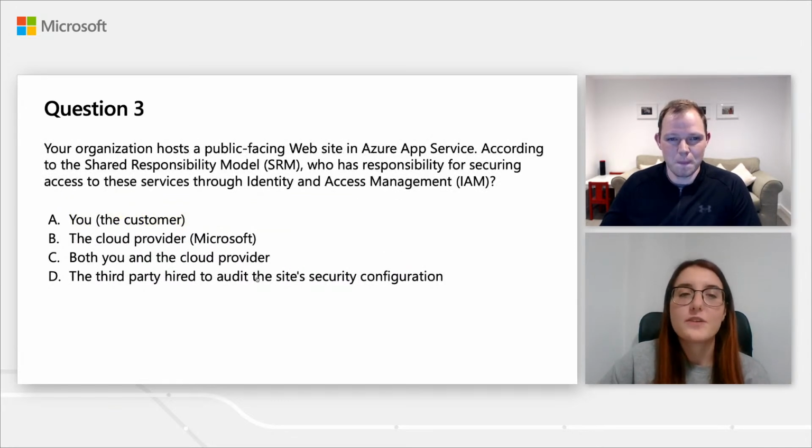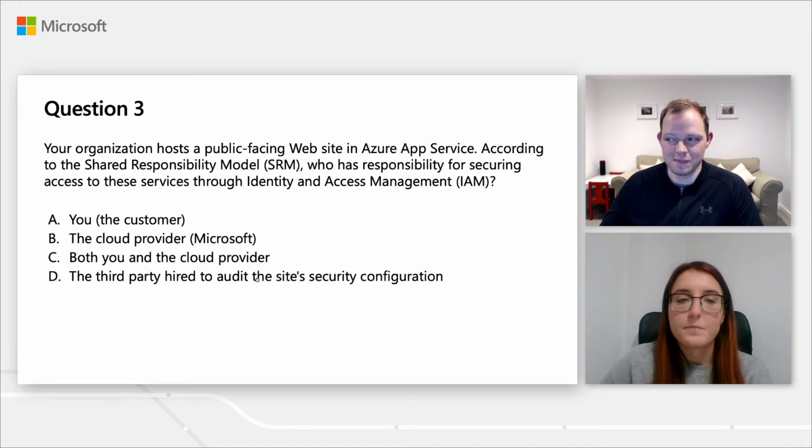Okay, so question 3. Your organization hosts a public-facing website in Azure App Service. According to the shared responsibility model, who has responsibility for securing access to these services through identity and access management? A, you, the customer. B, the cloud provider Microsoft. C, both you and the cloud provider. D, the third party hired to audit the site security configuration.